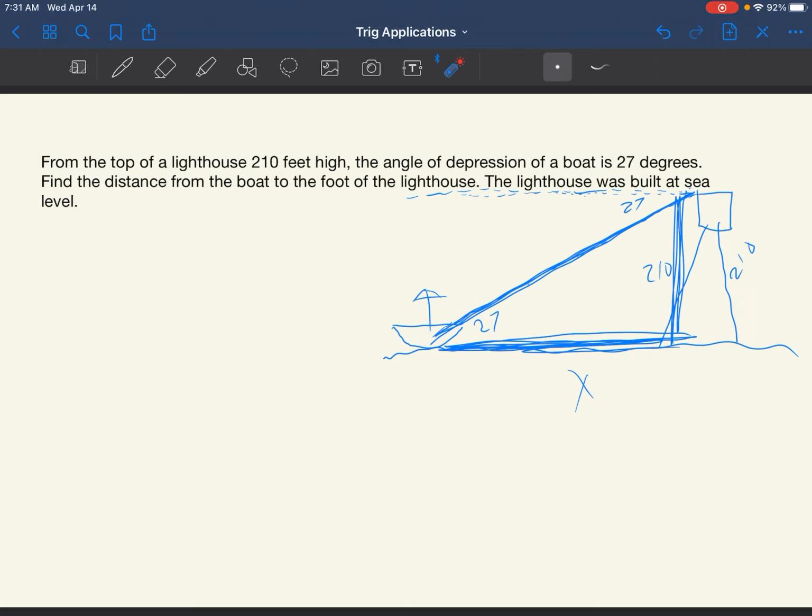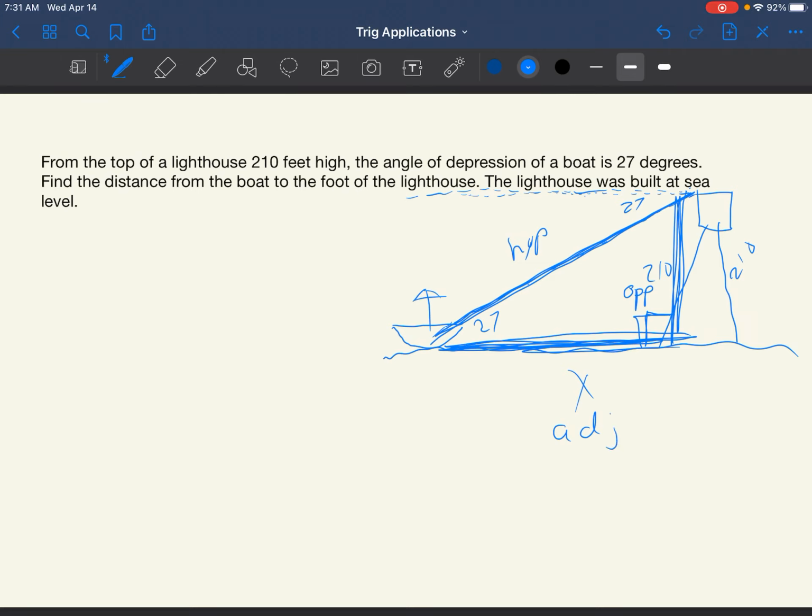So the next step is to label the sides of my triangle. I'm working from this angle right here, the angle inside the triangle. Directly across this side right here, that's my opposite, so I'll label it OPP. Here's my right angle. Directly across from it, this side is my hypotenuse, so I'll label it HYP. And the side I have not yet labeled, that's my adjacent.